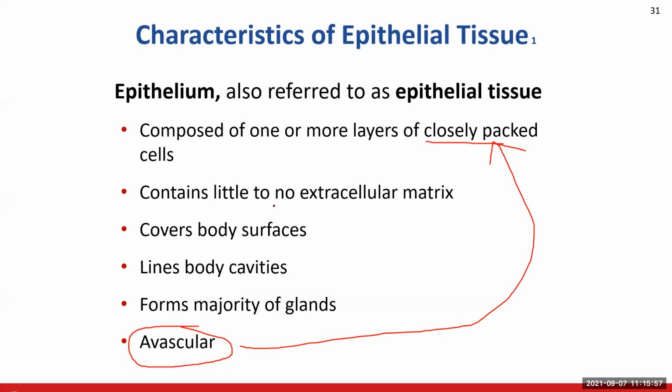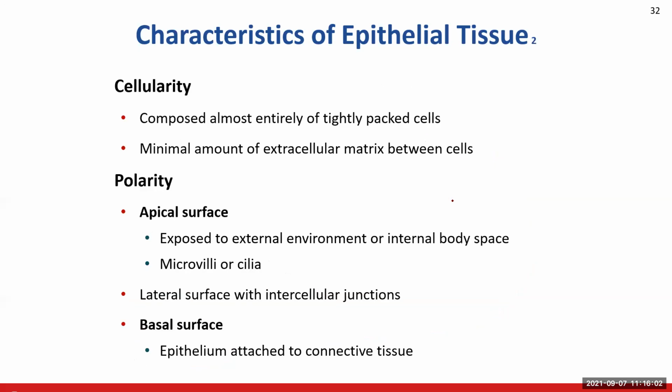All right, virtually no to little extracellular matrix will be found. Some other characteristics about epithelial tissue is what we call cellularity. So what it basically means is that when you're describing this type of tissue, the majority of this tissue is made up of these tightly packed cells. Very little extracellular matrix, which is all the material outside of the cell.